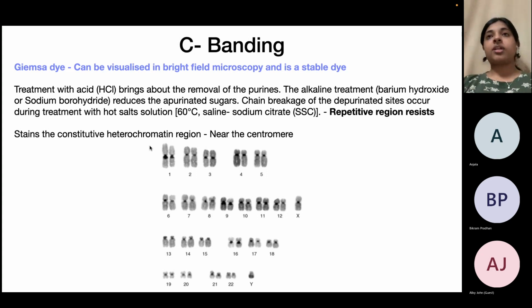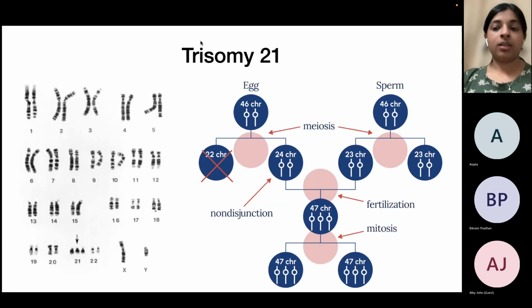So the chemical treatment is not able to cause much significant damage to this region, and only this takes up the stain. So this is known as C banding if the researchers want to specifically stain the centromeric region, because that is what is crucial to mitotic division. We've seen that that is the region that attaches to the spindle pole. And if they want to test for any genetic deformities in that region, then they use this C banding technique.